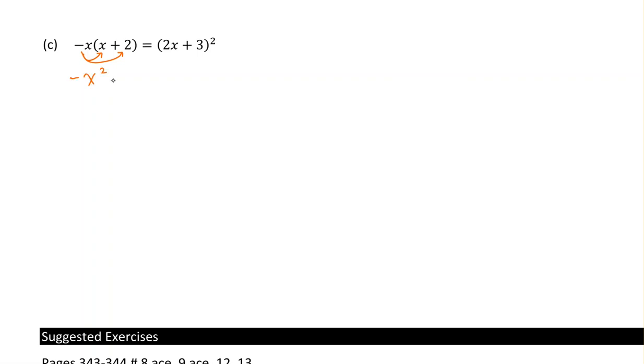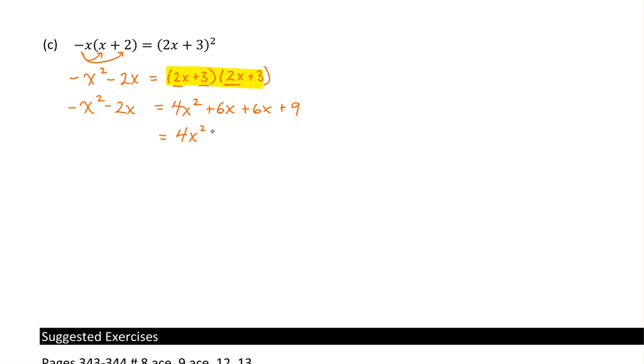Negative x times x is negative x squared. Negative 2x. And I'm going to write this out the long way. Now, when we have two binomials like we do right here, recalling what we can do, we can use FOIL, or distributive property of binomials. If you use FOIL, your first term is 2x times 2x, which is 4x squared. 2x times 3 is 6x. 3 times 2x is 6x, and 3 times 3 is 9. You're just going to want to combine your like terms.